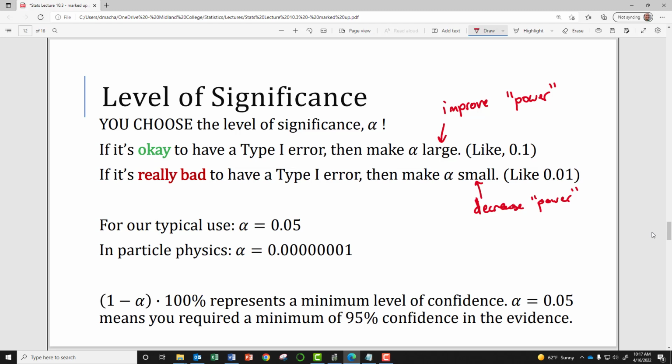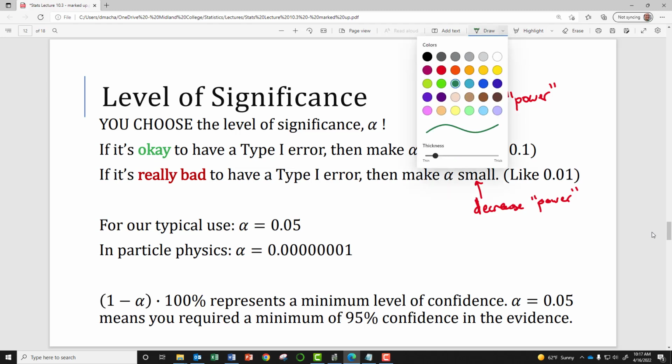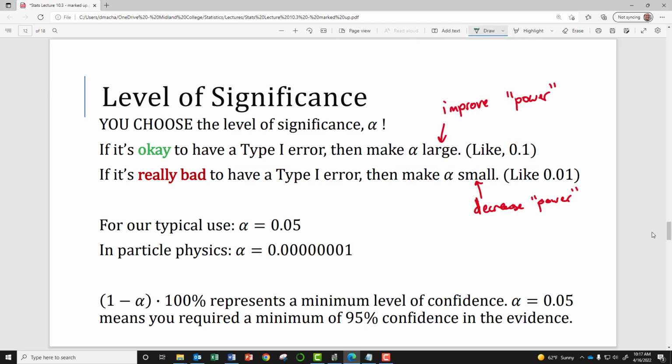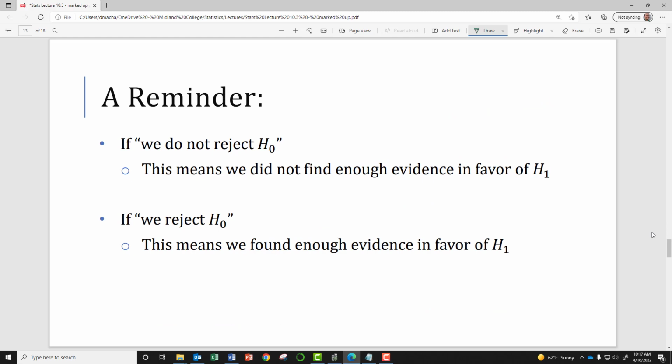So you've got to choose alpha to really optimize this trade-off. And that's going to vary. That's not going to be the same for every application, but for our typical use, we're going to use an alpha of 0.05, which we talked about before corresponds to about 95% confidence, 95% minimum confidence. And for other applications, maybe alpha is larger, maybe alpha is much smaller.